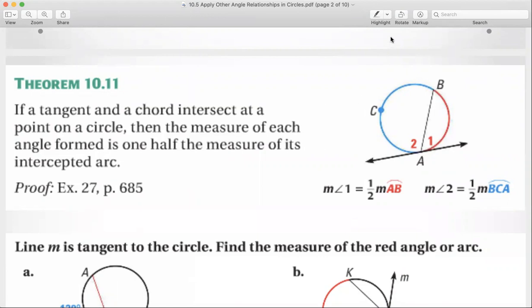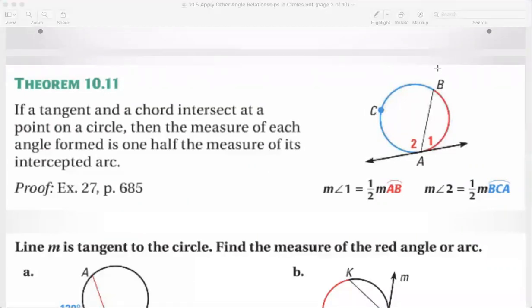What I want to emphasize is that this is actually not a new theorem at all. This is the same idea of just an intercepted arc and the angle. What I'm doing here is extending the rays of the angle. So angle 1 is actually intercepting this red arc, so angle 1 is going to be half the red arc. Angle 2 is going to be half the blue arc. This is the exact same idea as intercepted angles and arcs. So I don't think it needs a new theorem, but the book likes to give it to you.